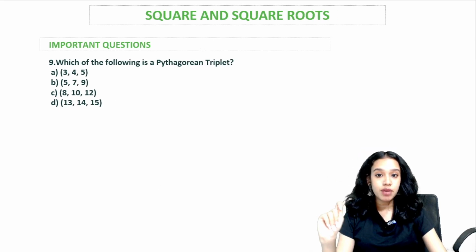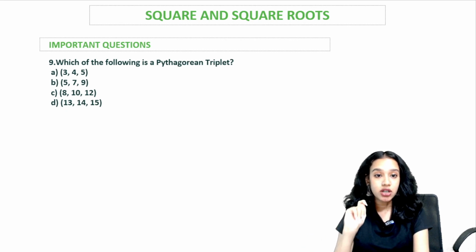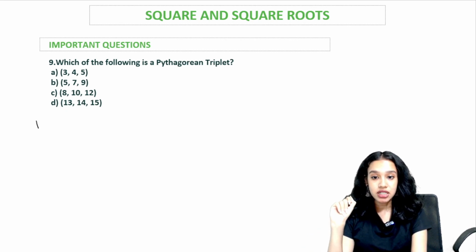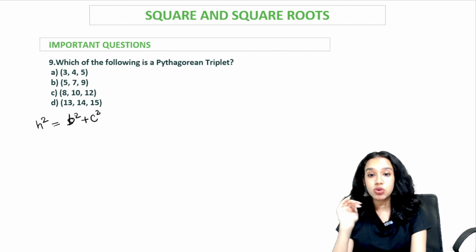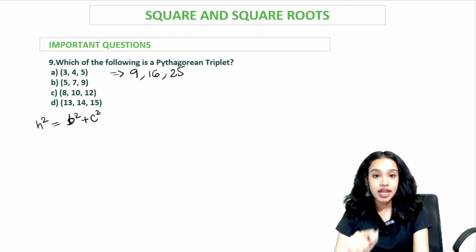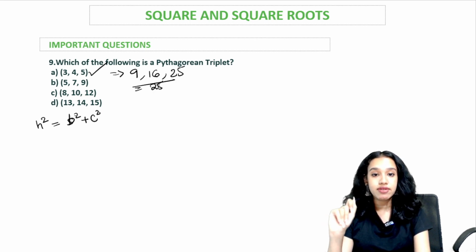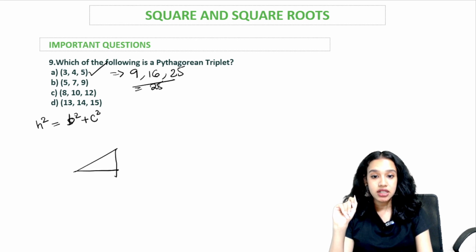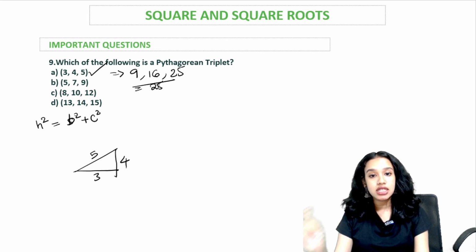Which of the following is a Pythagorean triplet? So what is the property of a Pythagorean triplet? In a Pythagorean triplet, the square of one number is equal to the sum of the squares of the other two numbers, right? So let's take the squares of these three numbers. 3 square is 9, 4 square is 16 and 5 square is 25. Let's see whether 9 plus 16 is equal to 25. Yes, it is, and 3, 4, 5 is the right answer. We have a triangle: this side would be 5, this would be 3 and this would be 4. Now this is a Pythagorean triplet.